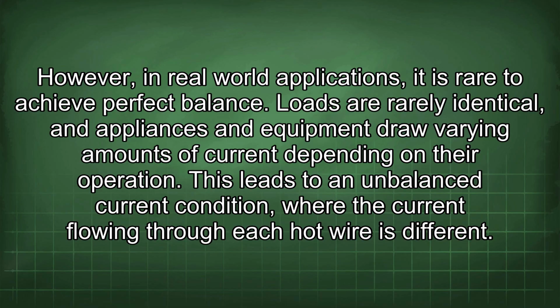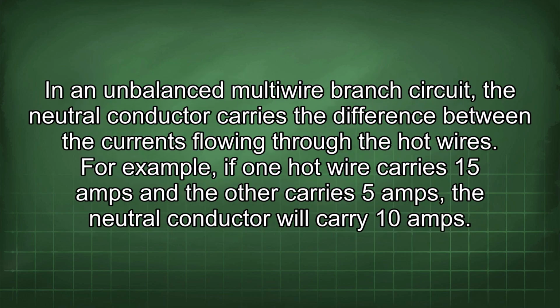However, in real-world applications, it is rare to achieve perfect balance. Loads are rarely identical, and appliances and equipment draw varying amounts of current depending on their operation. This leads to an unbalanced current condition, where the current flowing through each hot wire is different. In an unbalanced multi-wire branch circuit, the neutral conductor carries the difference between the currents flowing through the hot wires.